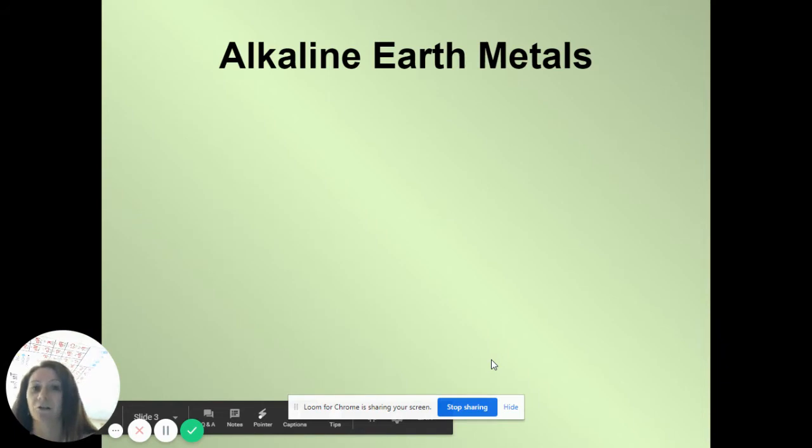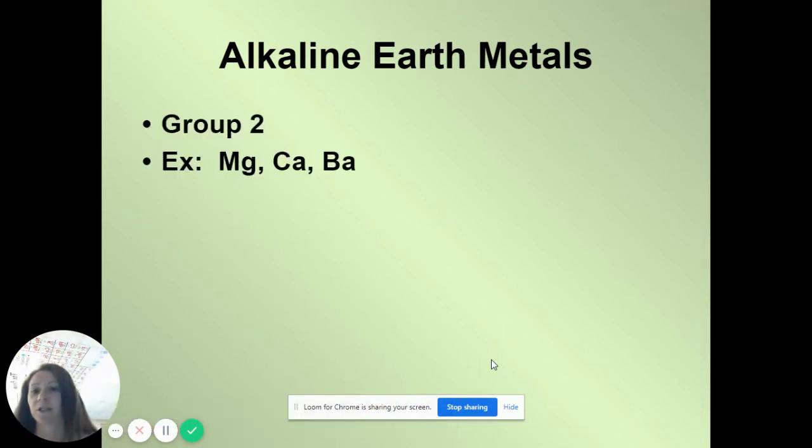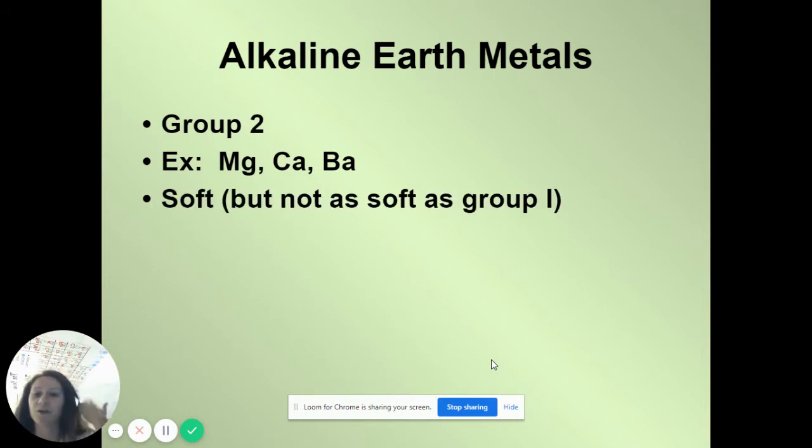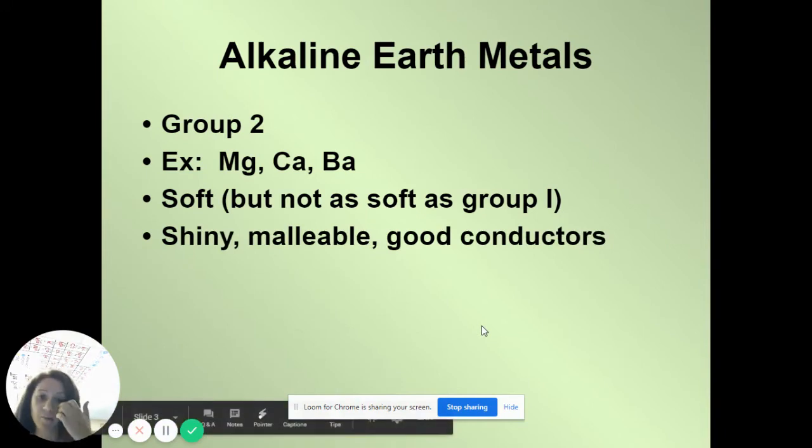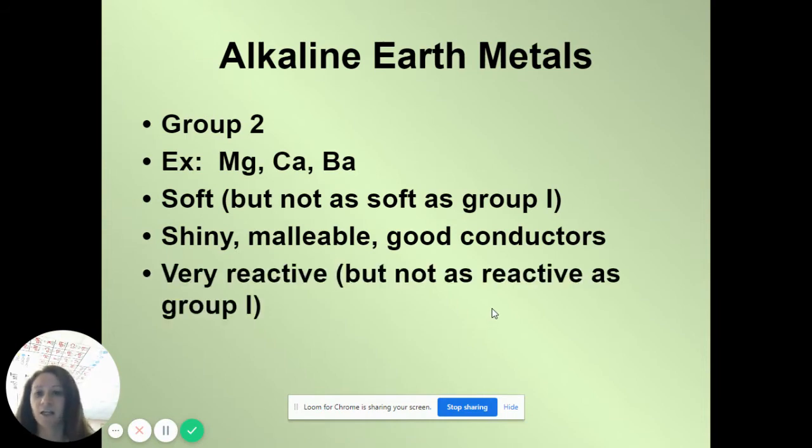Let's look at the next group. The next group is the alkaline earth metals, which is group 2. Things like magnesium, calcium, barium, strontium. These are soft, but they're not as soft as group 1. You can probably cut them with a sharp knife, but not with just a butter knife. They're shiny, malleable, good conductors, just like all the other metals. They are pretty reactive, but not as reactive as group 1. If you put a piece of calcium in water, it's going to bubble a little bit and generate hydrogen gas, but it's kind of slow, though you will see some bubbling.